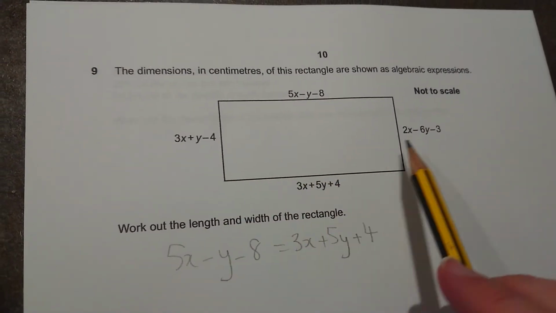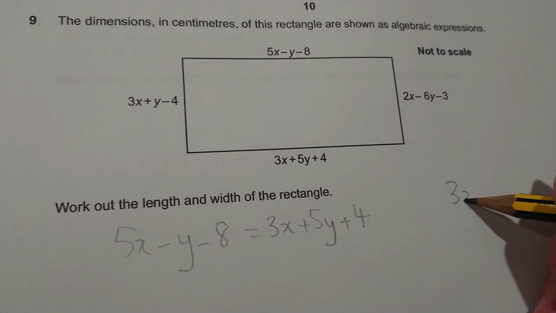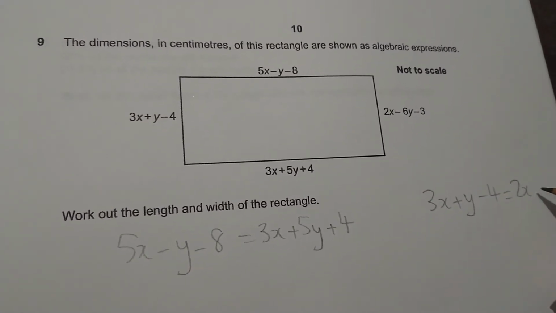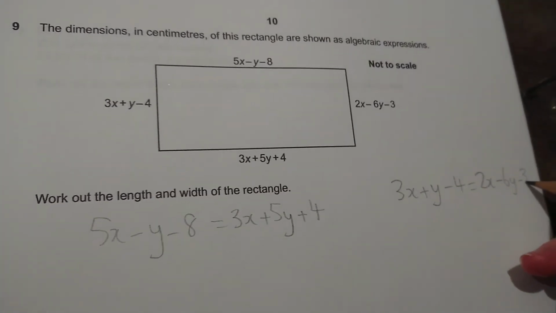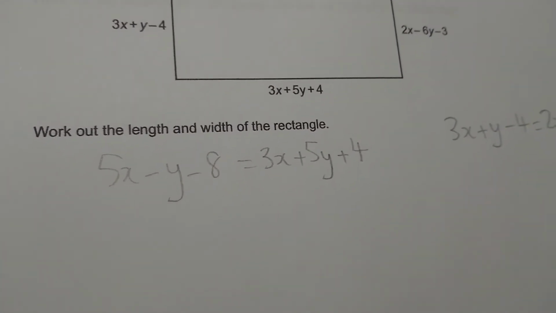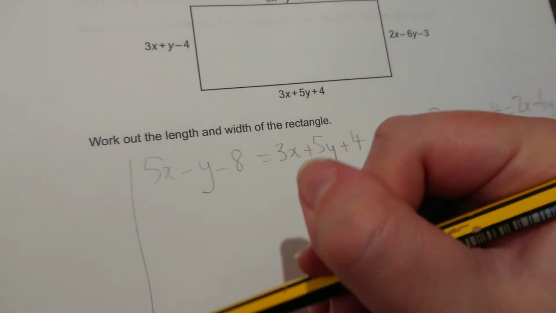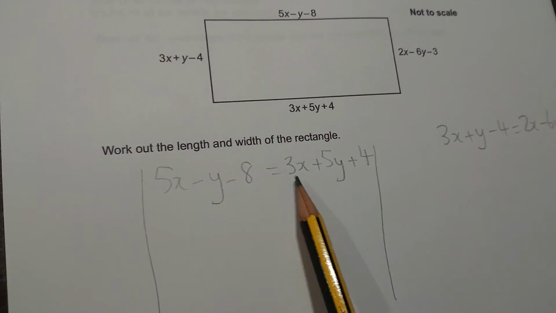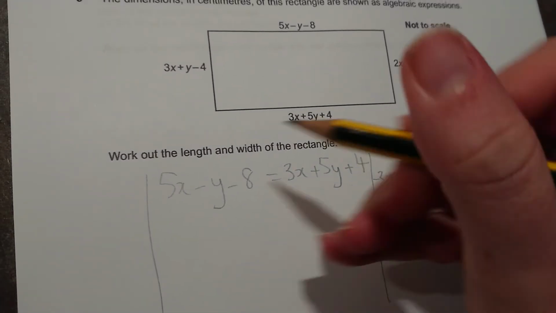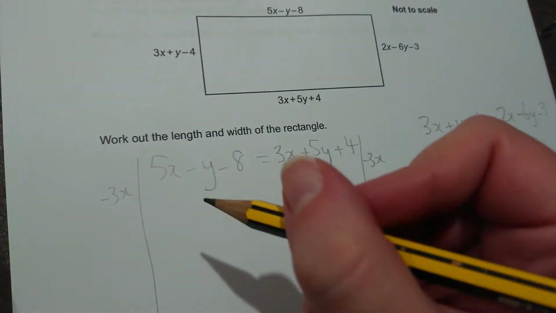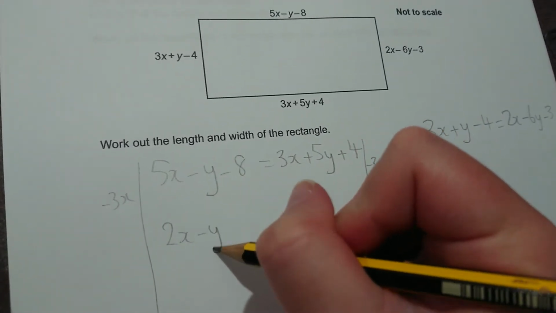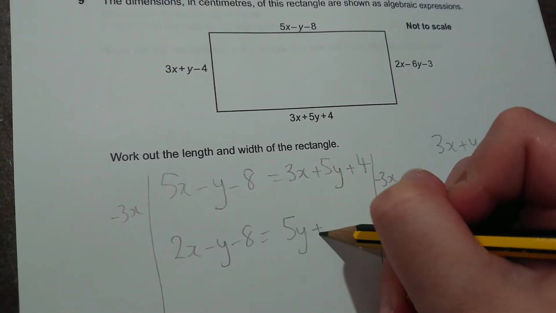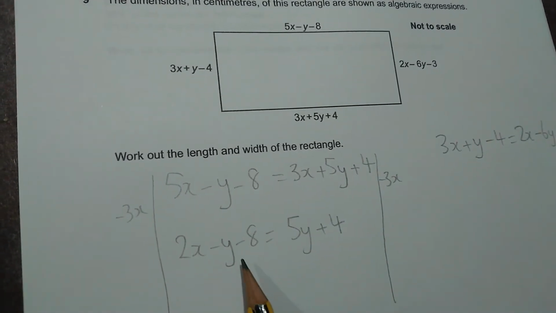I can do the same with the other two sides. So 3x plus y minus 4 equals 2x minus 6y minus 3. Right, so after that I'm going to try and make this look a little bit nicer. So if I put the lines down like this, what can I do? So I've got x's on both sides, so that's minus 3x. So I would get then 2x minus y minus 8, and take away the 3x there, so I just get 5y plus 4. So then what else could I do?